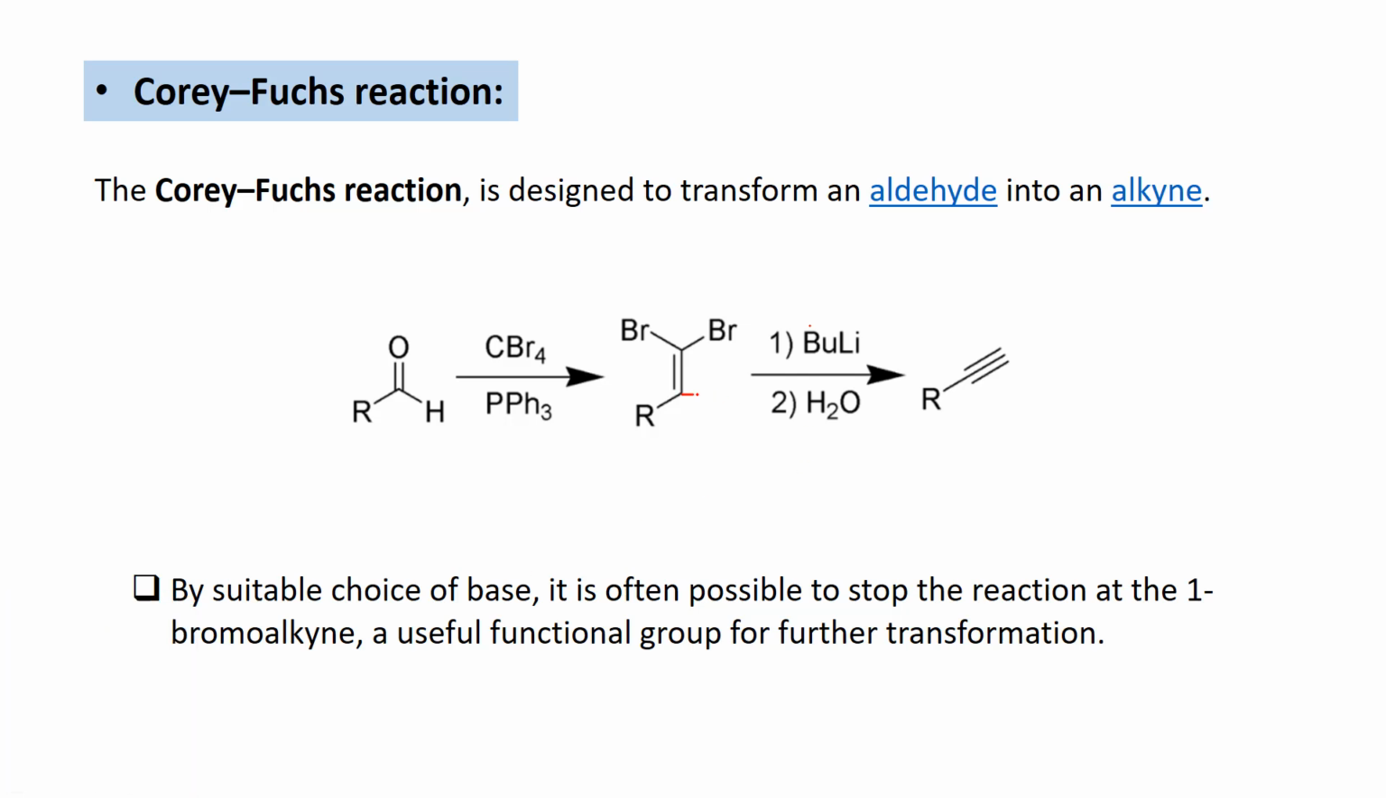As it is a strong base, it can abstract a proton. As it is so strong, it can abstract a proton from an sp2 carbon also. It will abstract the proton from this position. This goes here and the bromine leaves from the system. We can stop the reaction at this place also.